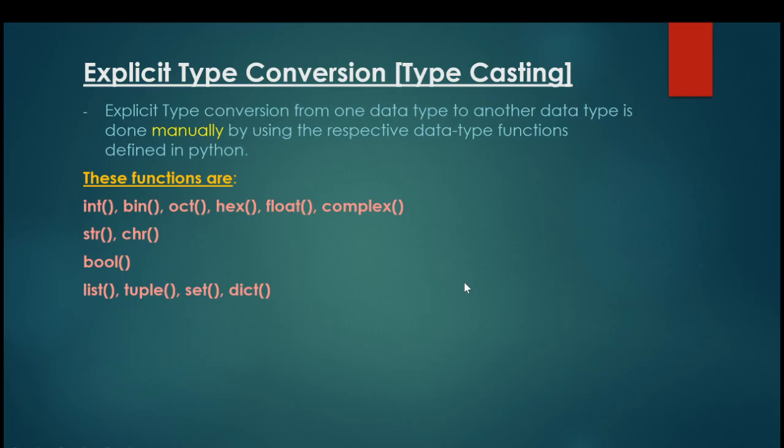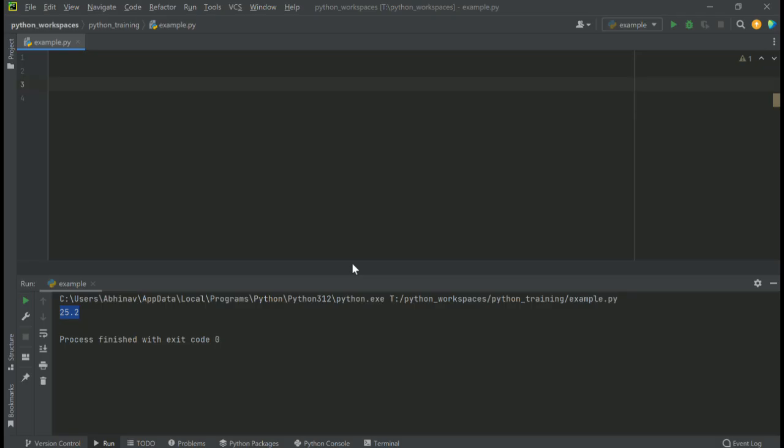So regarding explicit type conversion or typecasting, explicit type conversion from one data type to another data type is done manually by using the respective data type functions defined in Python. Functions that are defined in Python to do explicit type conversion or typecasting. These are the functions defined for numeric data types. This is defined for string and character. This is for boolean, and this is for list, tuple, set, and dictionary. So let's see an example.